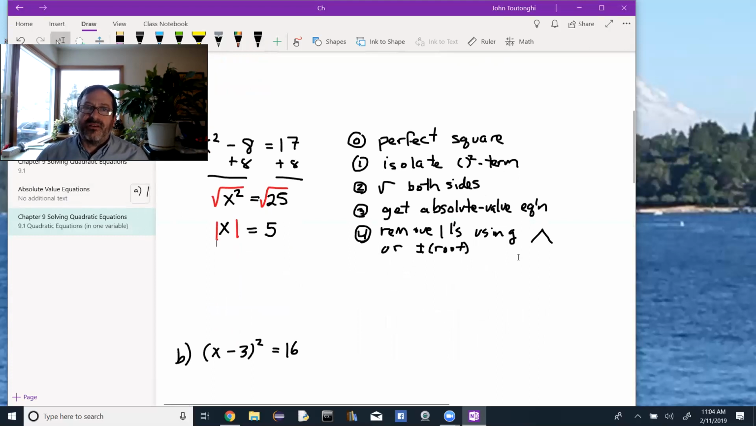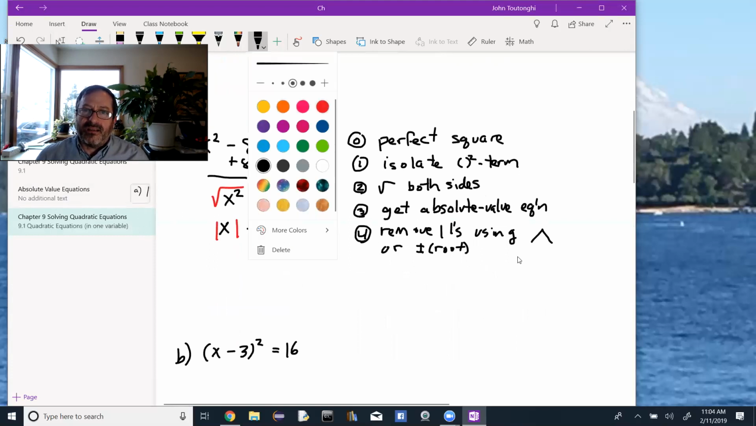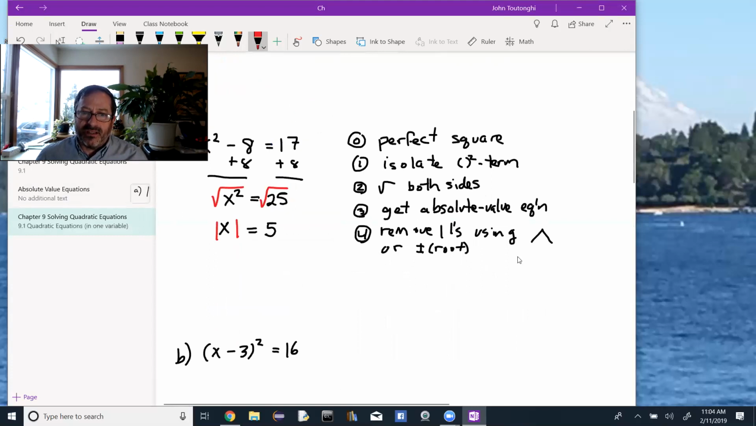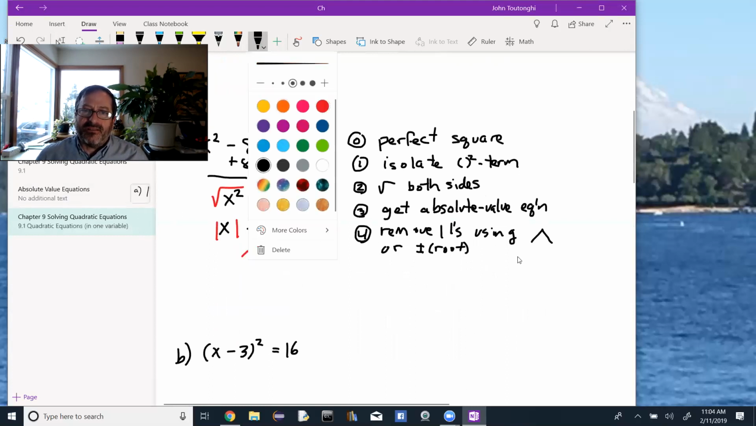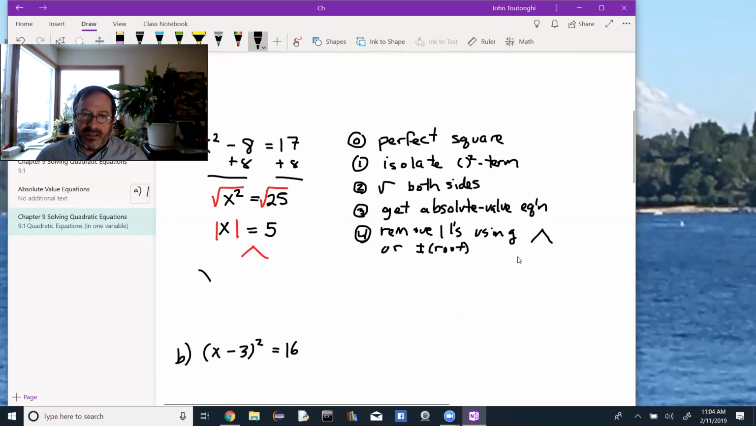Okay, and so now we introduce that absolute value to get rid of the square. And then we want to get rid of the absolute value. So if I don't have a root, but here I don't, I'll break this into two equations. The left being a negative value, and the right being a positive value. So x equals -5, or x equals 5.